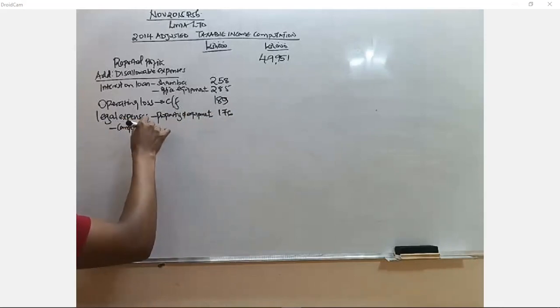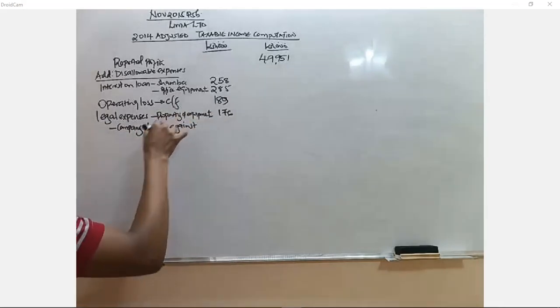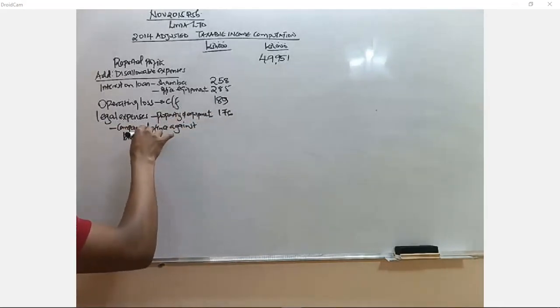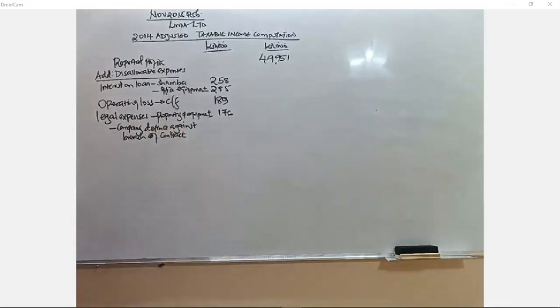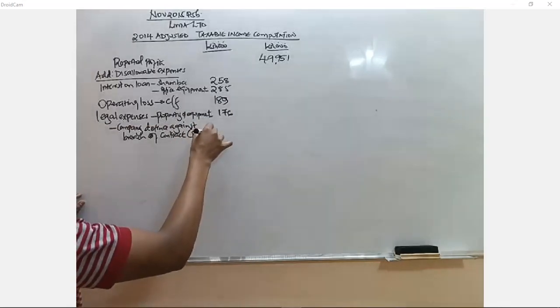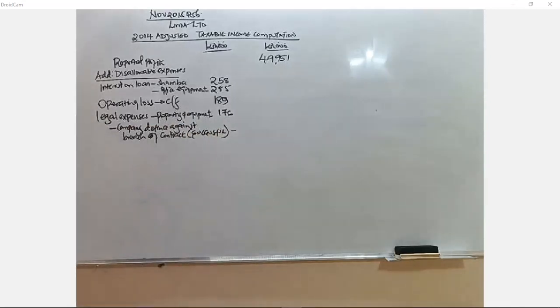What do we say? Company's defense against breach of contract. What do we say? If unsuccessful, we disallow. If successful, we allow. Yes, I am just saying here successfully. I put a dash there. Right, thank you.